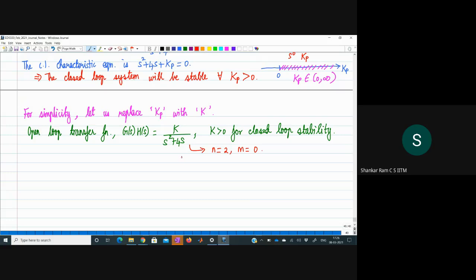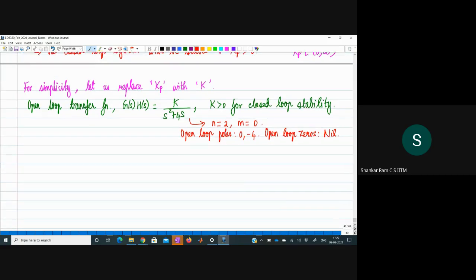So consequently, we can get the open loop poles and open loop zeros. The open loop poles are going to be at 0 and -4, and the open loop zeros, there are none, as far as this particular system is concerned. So now the question arises: how do the closed loop poles vary with K as we go ahead?